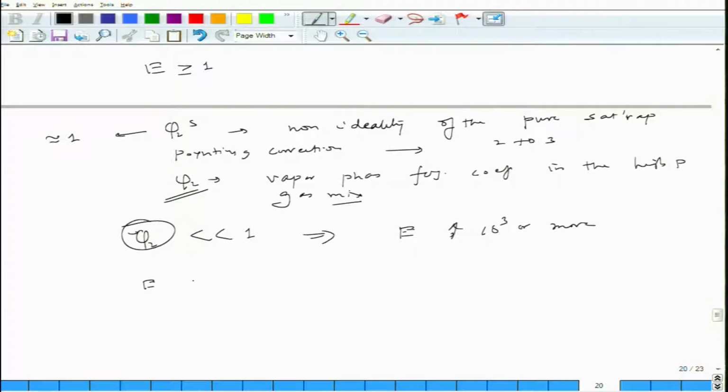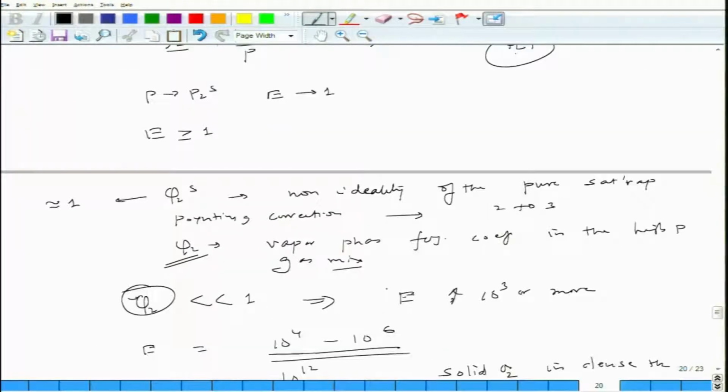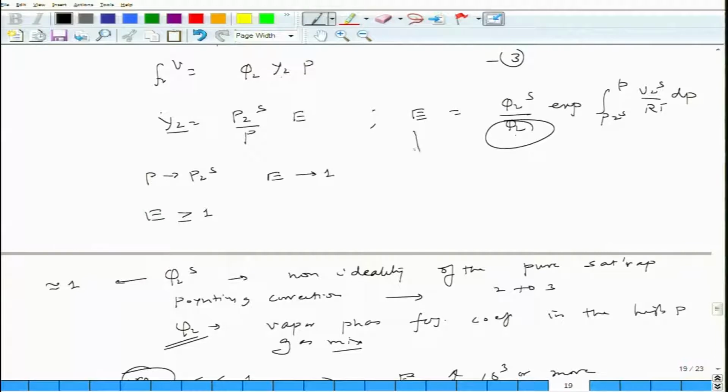So, E will tend out to be typically in the range of 10 to the power 4 to 10 to the power 6, which are common, but you can also have 10 to the power 12, that large number, and this is the case, for example, in the case of solid oxygen in dense hydrogen, a very specific case, but this is a common molecular system. So, E is the enhancement factor which plays an extremely important role in the solubility of solids in gases.